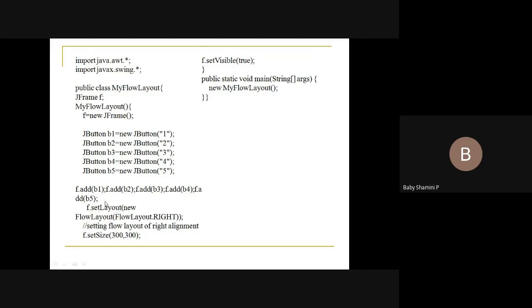We need to set the layout. So I am using f.setLayout(new FlowLayout(FlowLayout.RIGHT)). From right to left I am going to add all the components. The starting component is from the right position. Again, the first component is moved to the back position and the second component is inserted in the first right position. In this way it allocates all the components. Here I am creating 5 buttons and adding all the buttons in a certain region. That is flow layout.